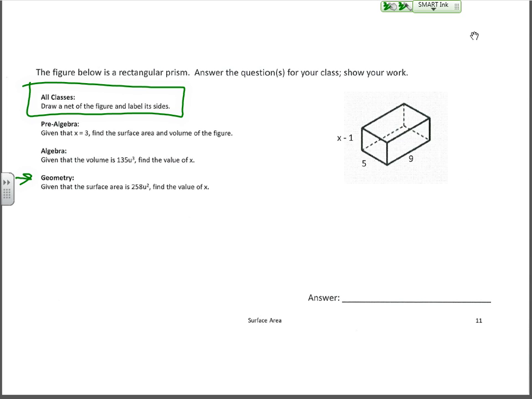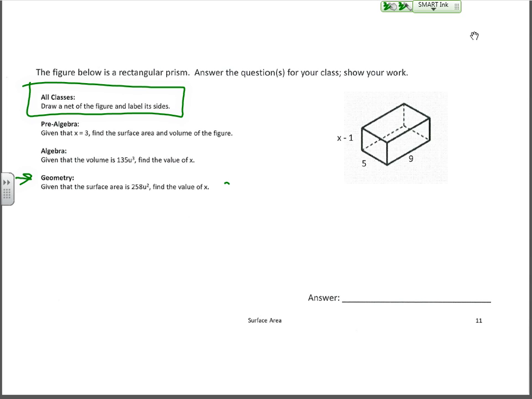So like we talked about in algebra, where you have to find the volume, or you're given the volume here, you want to set up an equation. Okay, when in doubt, set up a relationship, and an equation is a relationship. So what do we know? Well, we know that the surface area is the area of all the sides, all the faces, added together.